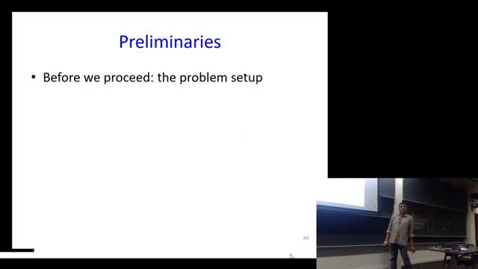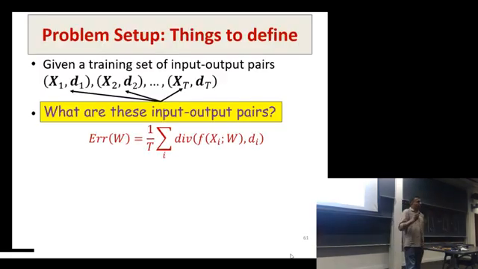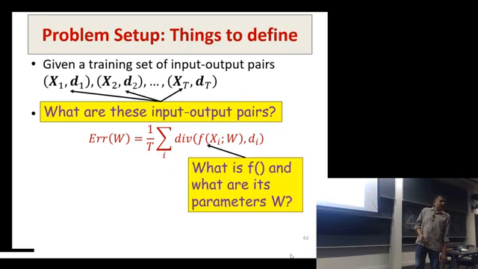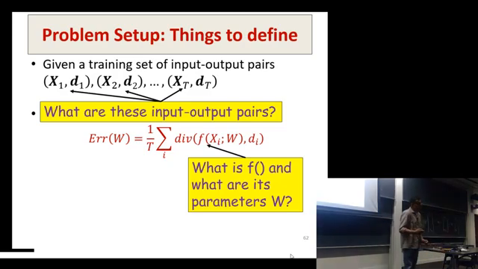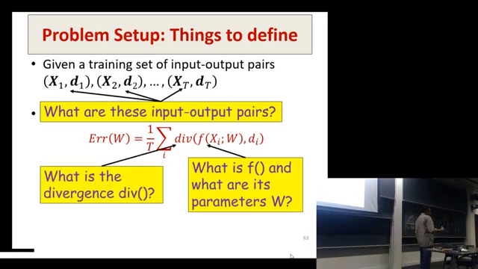But then we need the problem set up. I've just sort of defined all of these terms. There are many variables over here. What are the things I must define? What are the inputs? What are the desired outputs? What is this function f? What is this divergence stuff? Unless I actually define all of these carefully, I'm not really going to be able to complete the optimization. So let's go through all of these.